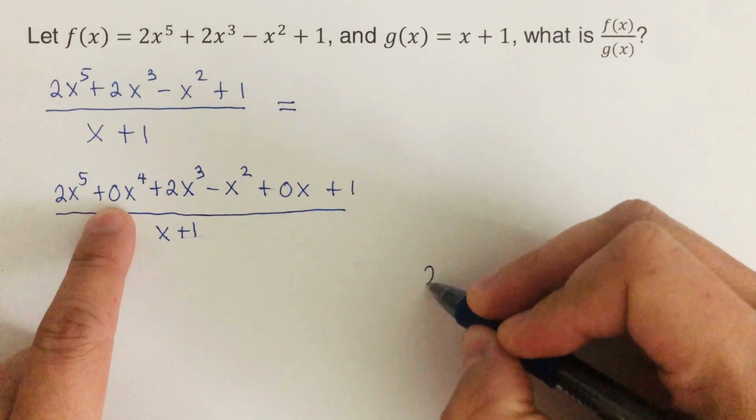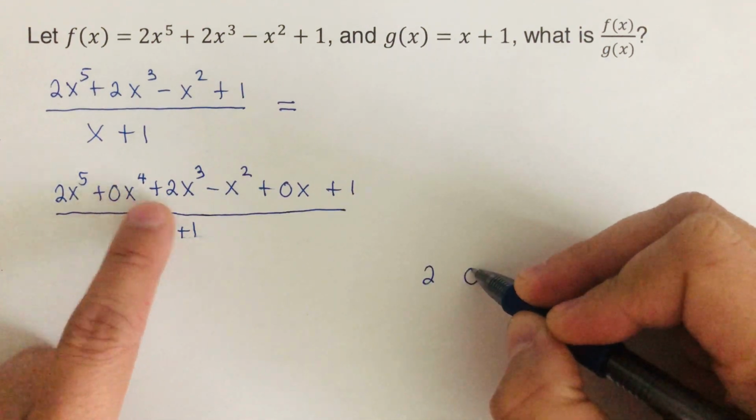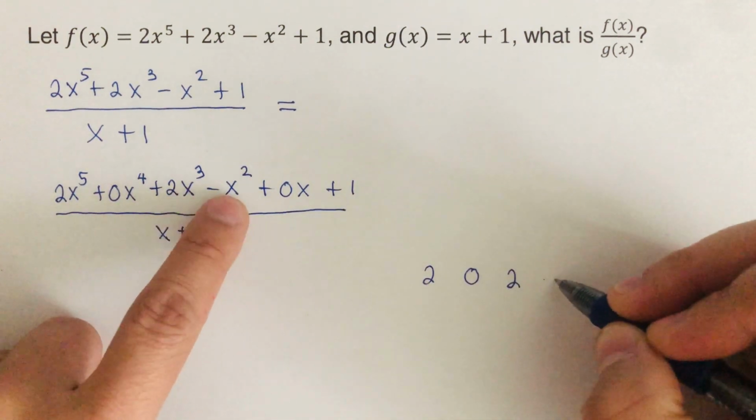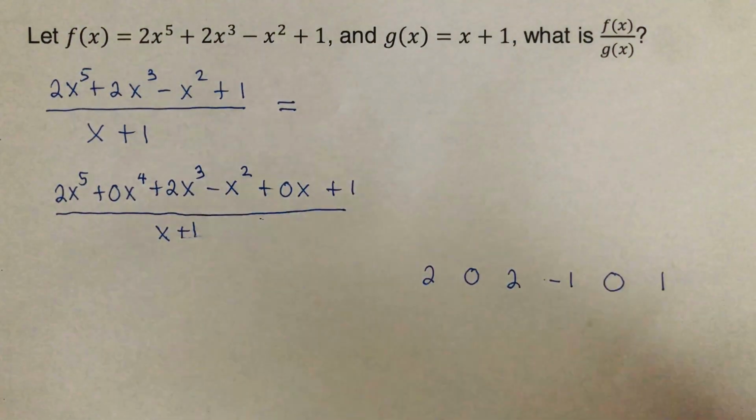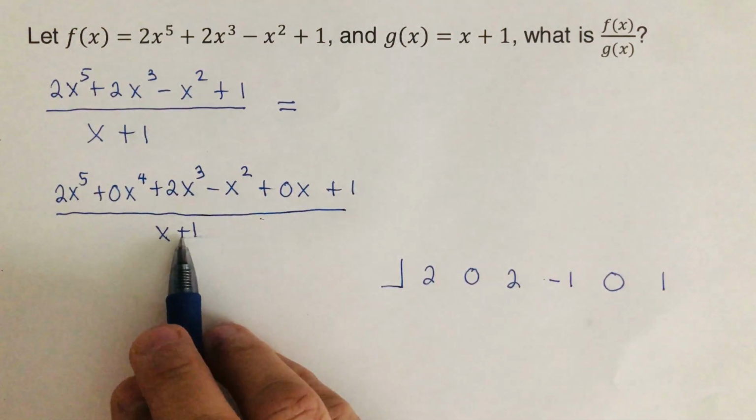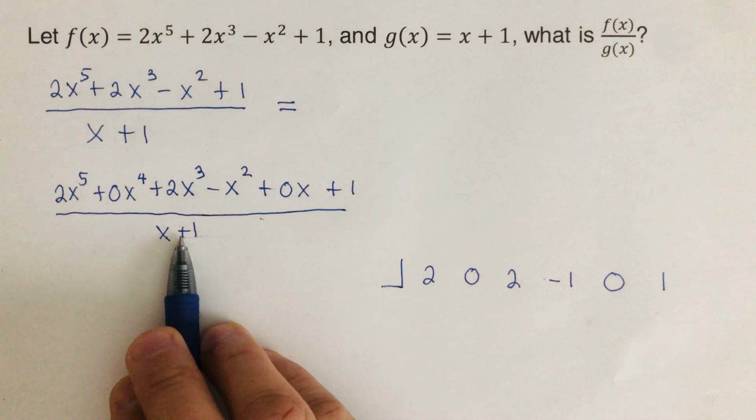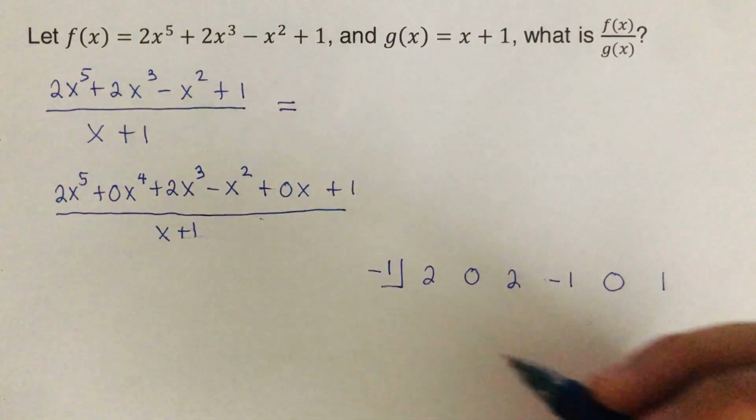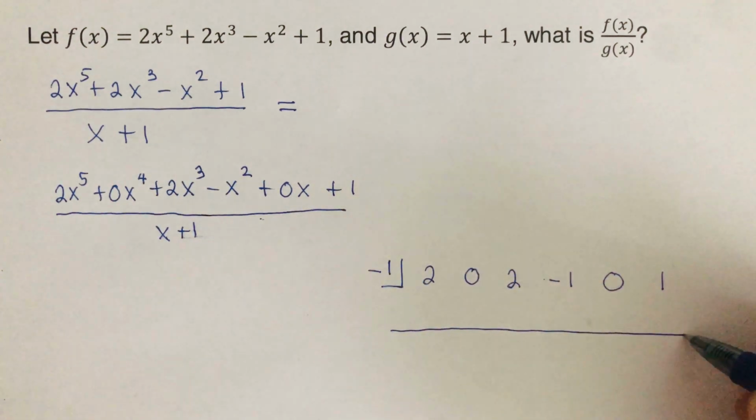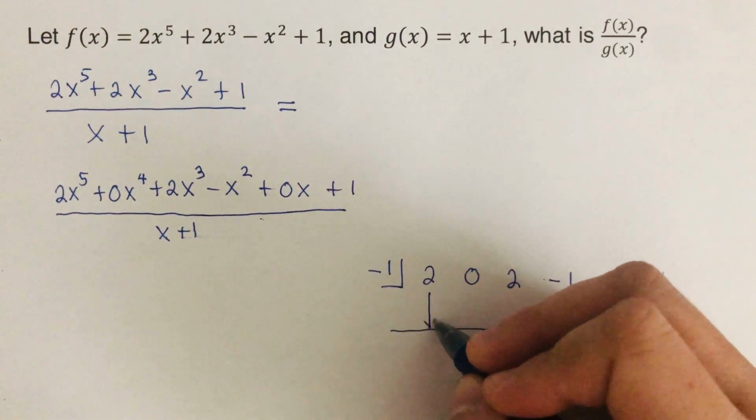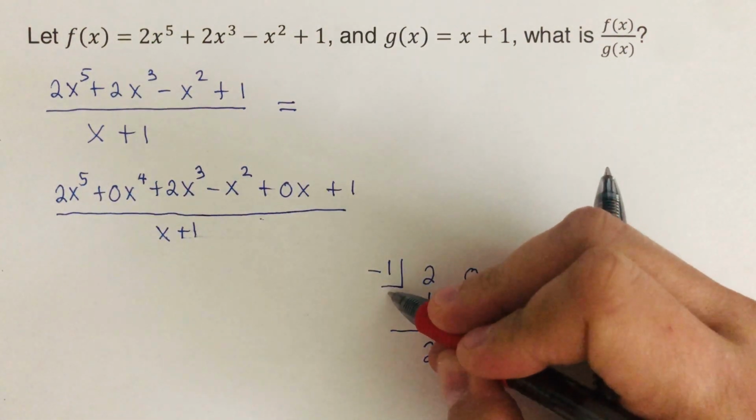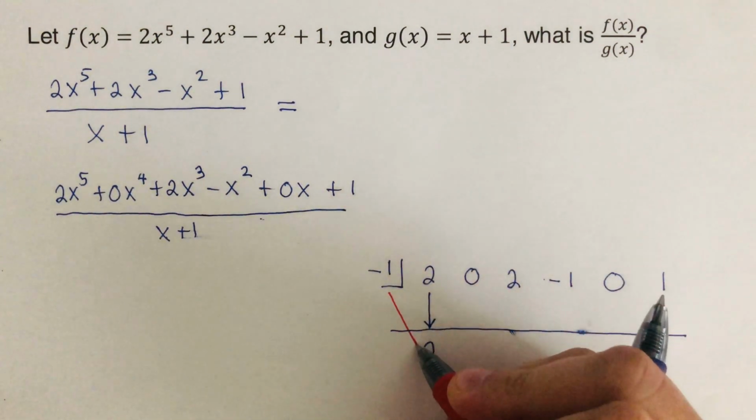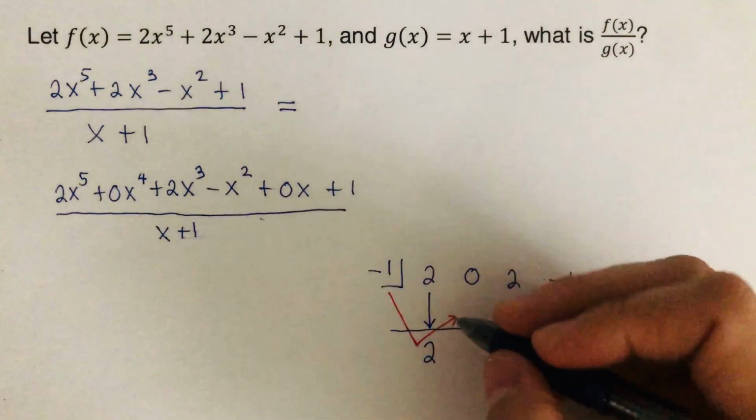I'm going to write 2, then 0, then we have 2, negative 1, 0, and 1. I'm going to divide this by, remember, we switch this, or we use the zero product property to determine the x. So this is a negative 1. Then we go ahead and do the synthetic division for this. So we bring this down, and this will come out as 2. And then we are going to multiply these two. Negative 1 times 2 is a negative 2, and I put that in here.